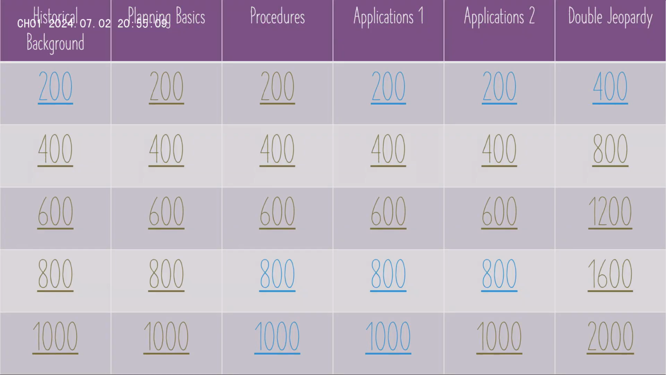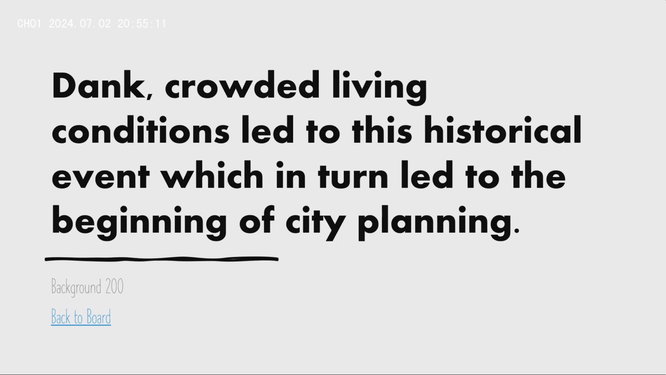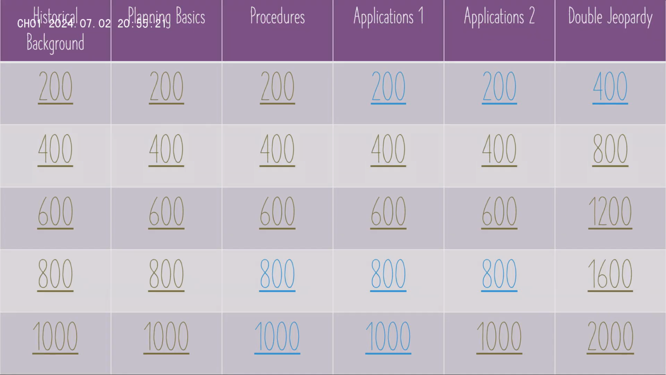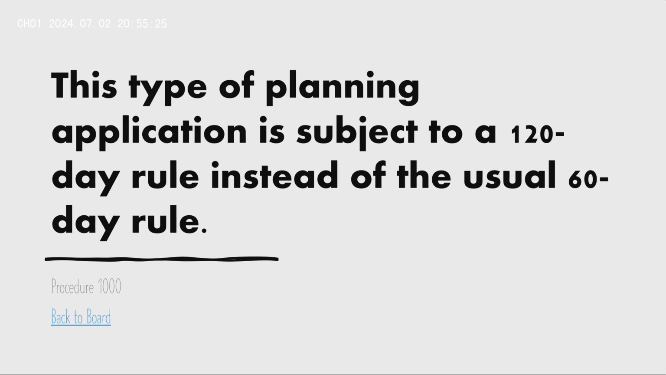Historical background for 200. Dank, crowded living conditions led to this historical event, which in turn led to the beginning. Black Panther. It's competitive. Procedures for 1,000. This type of planning application is subject to a 120-day rule instead of the usual 60-day rule. No. Close though. It starts with the same letter. What is preliminary plat? Yep.